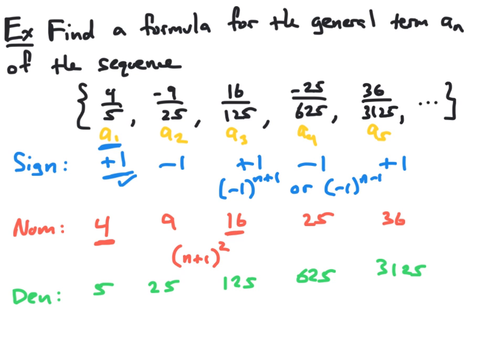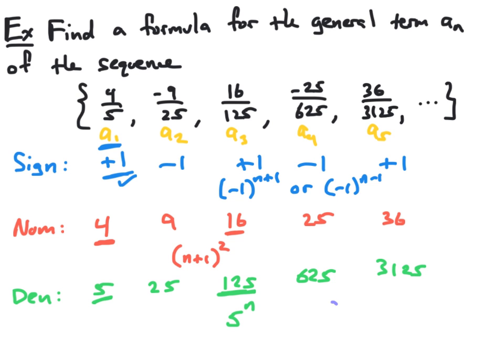Our denominators, 5, 25, 125, 625, and 3,125, are all recognizable as powers of 5. And therefore, we can write a formula for these as just 5 to the n. And here, since we start with 5 to the first power as 5, this is going to just be 5 to the n. We don't need to modify it in any way. Again, we can check this. If n is 3, we get 5 cubed, which is 125, which is indeed what we have here for the third term in the denominator.